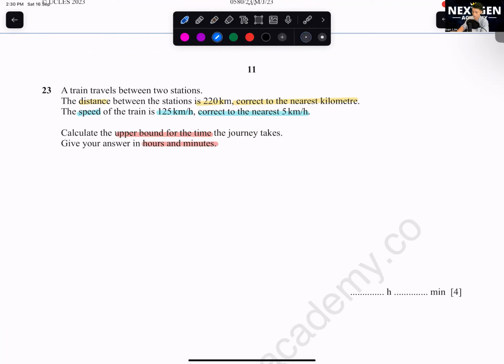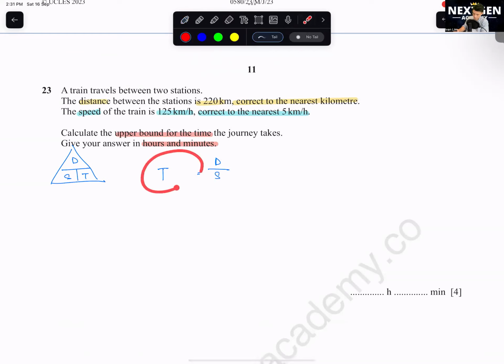So we need to know what's the relationship between speed, distance, and time first, which is this triangle. Speed equals distance over time. What we want to find is the time. Time is distance over speed. They want us to find the upper bound of this. So what is the combination?